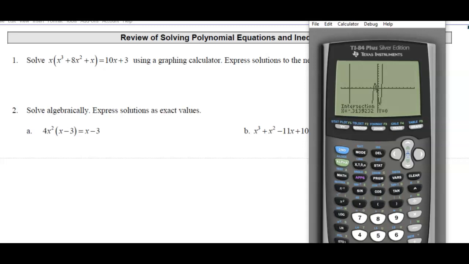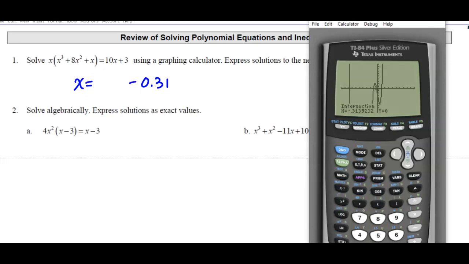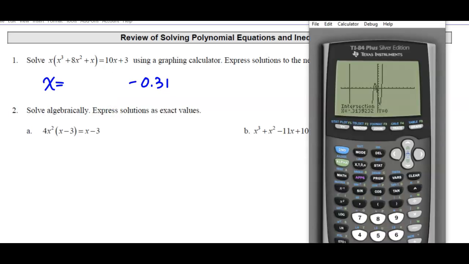So one of them is negative 0.31. Now there's 2 more. I'll probably move that over actually. I'm going to put them in order. So you could, if you want a cursor closer, you can. On my calculator, this one is a pain to cursor closer.